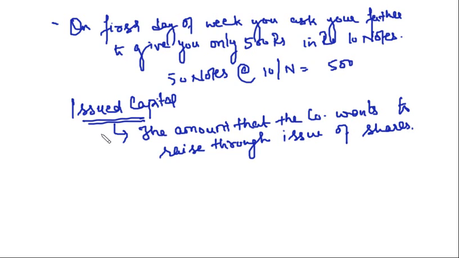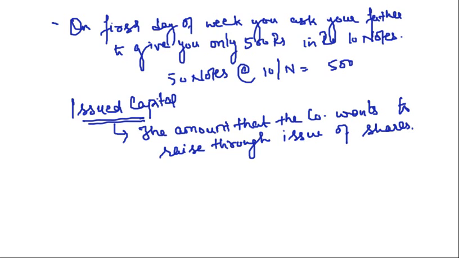That means the number of shares you are issuing, and according to that you will receive money. So your requirement was 500. You are ready to issue 50 receipts. You are ready to issue 50 shares of rupees 10 each because you need only 500 rupees. So that is issued capital: the amount that the company wants to raise through issue of shares.